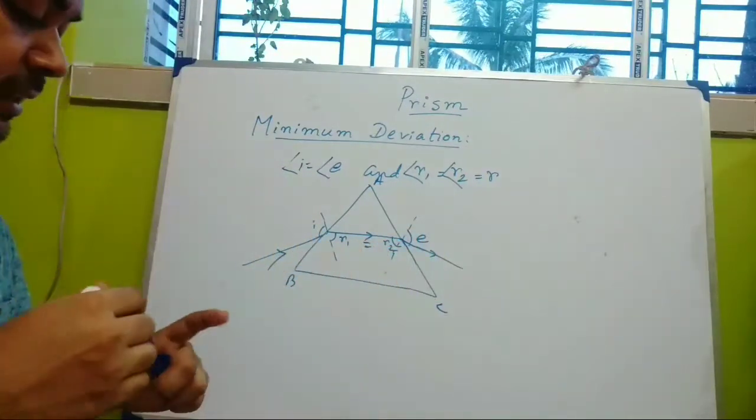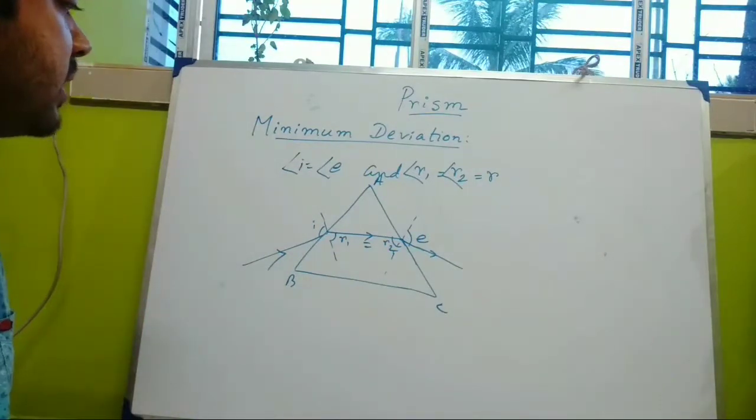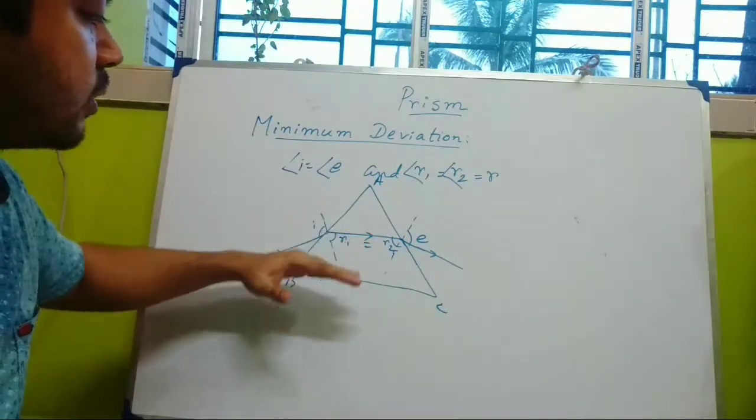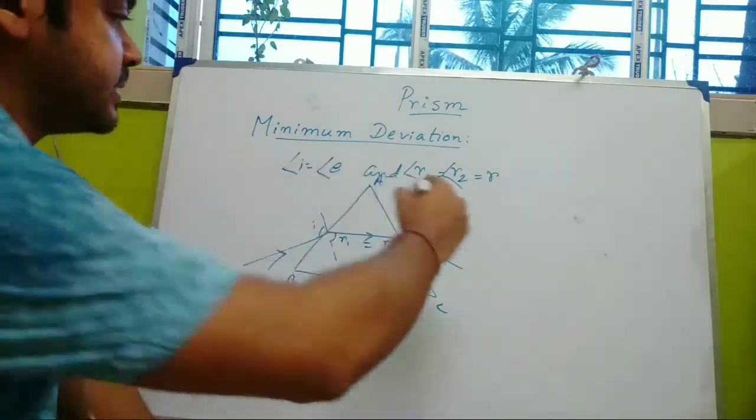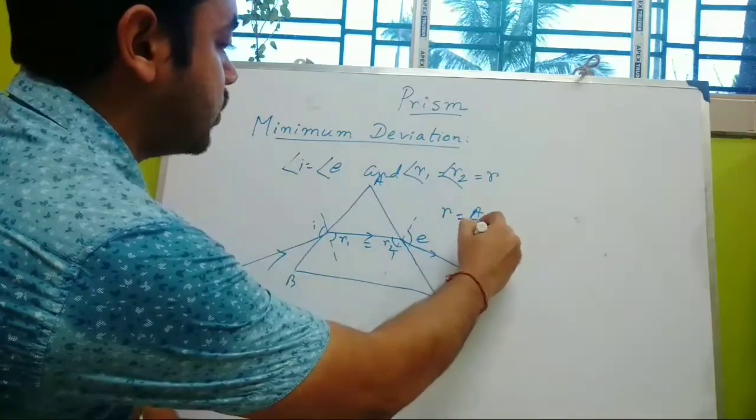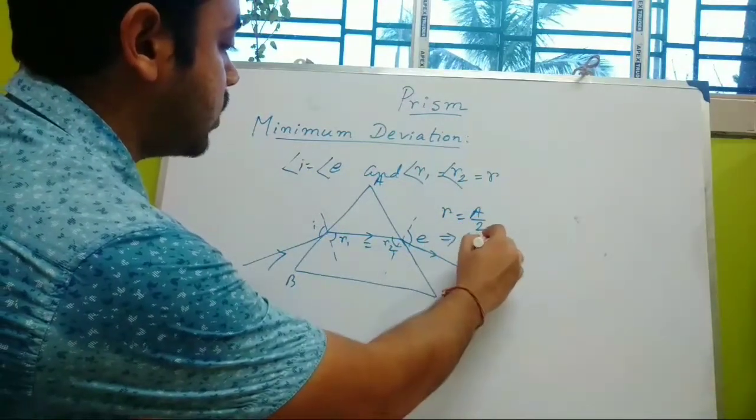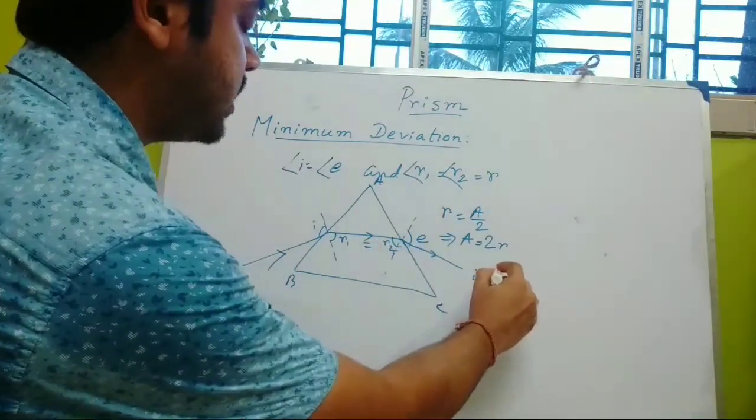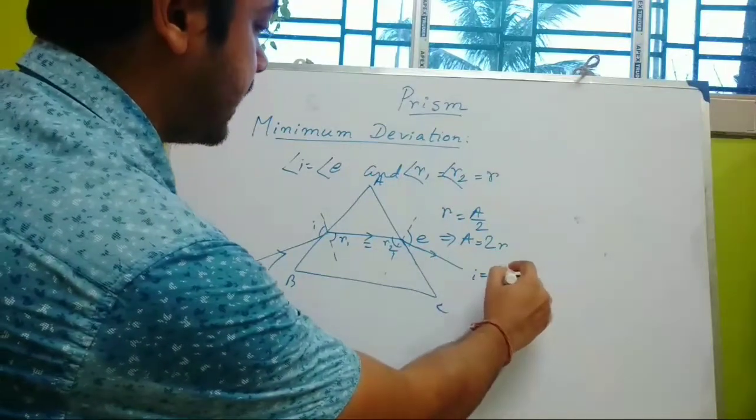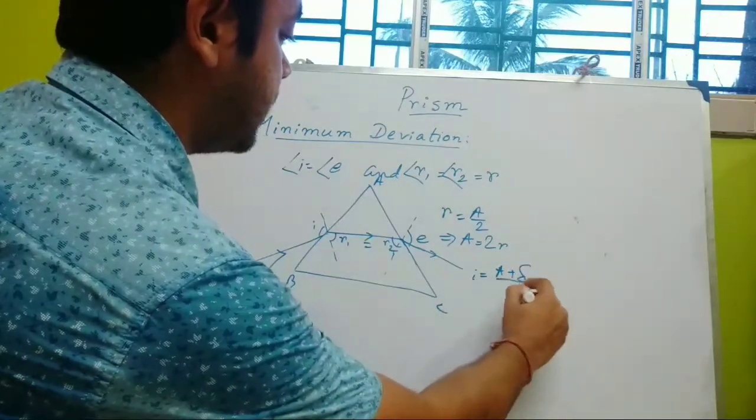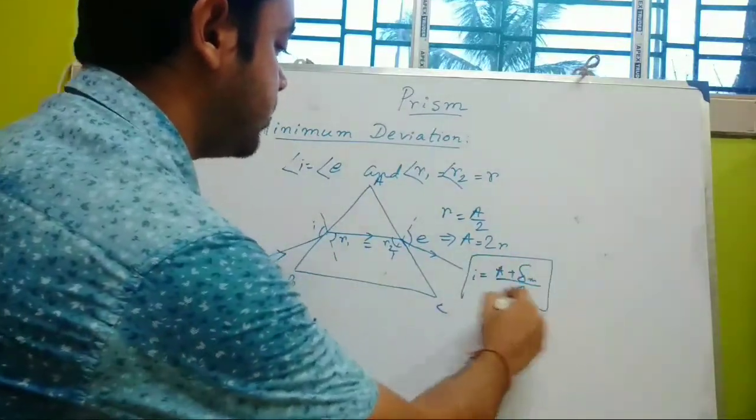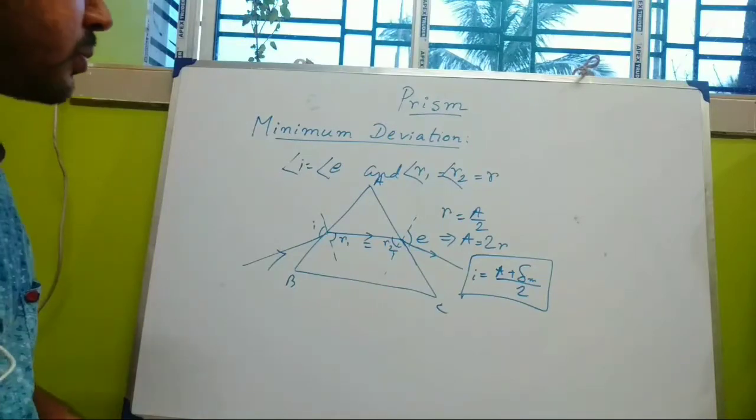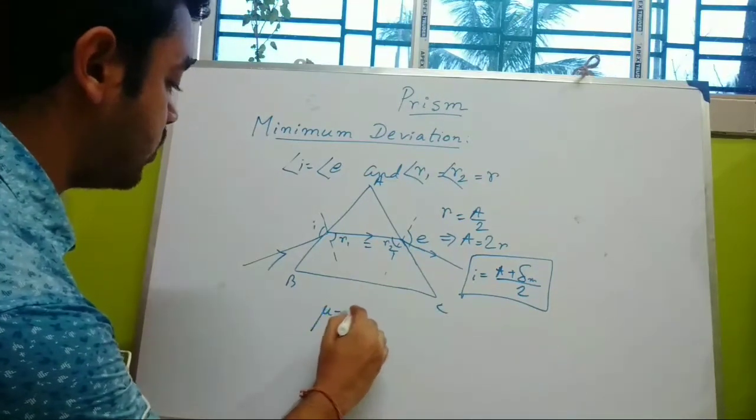These angles R1 and R2 must be equal, and the angle of incidence I equal to angle of emergent E. For minimum deviation, the refracted ray inside the prism will be parallel to the base of the prism, and in that case R will be equal to A by 2, or A will be equal to 2R. And the angle of incidence will be equal to A plus delta M by 2. This is a very important formula. I will be equal to A plus delta M by 2.